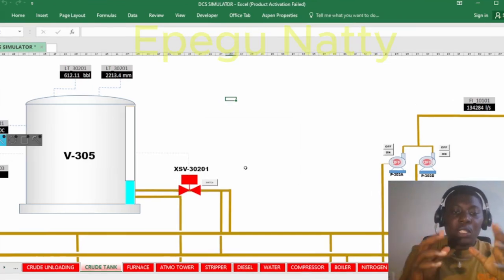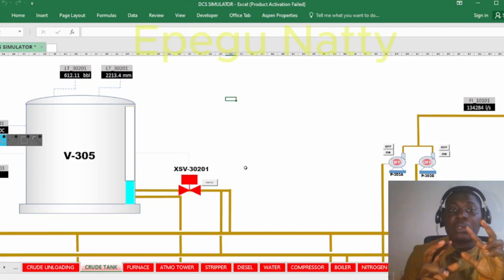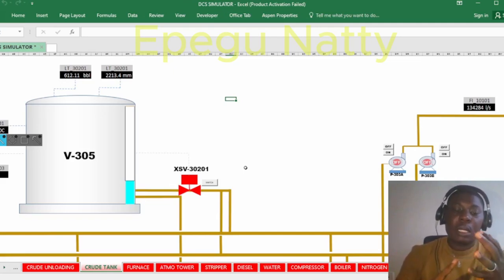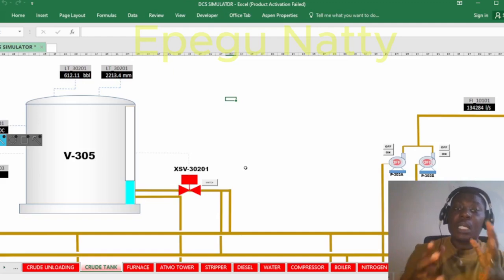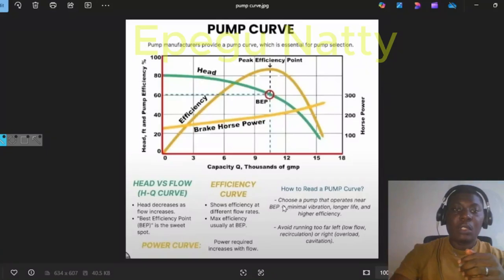Okay, so now let's talk about the pump performance. When talking about pump performance, there are two very good parameters that we need to understand: the pump head and the flow rate. So these are what we need to actually understand. Now let's look at this curve. This is what they call the pump curve.